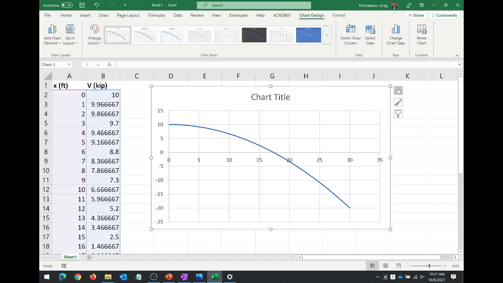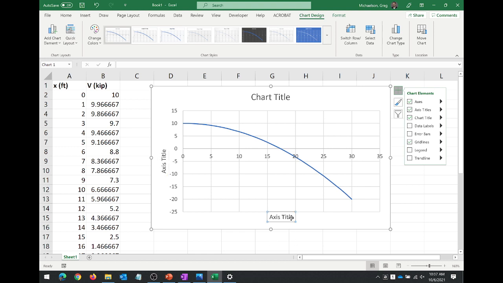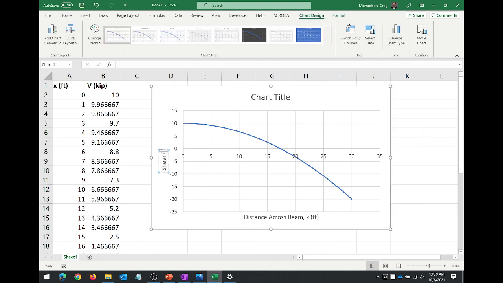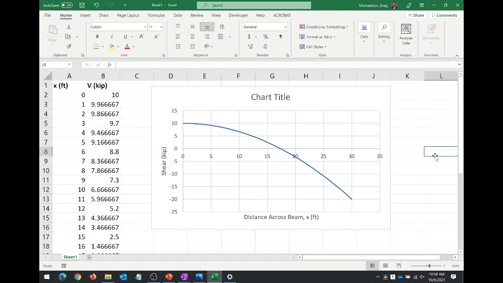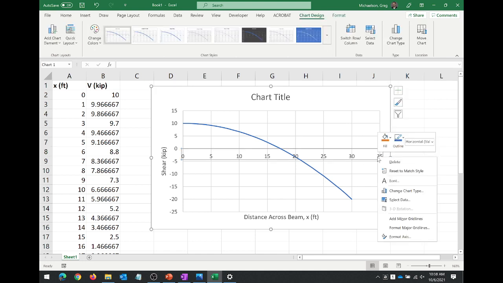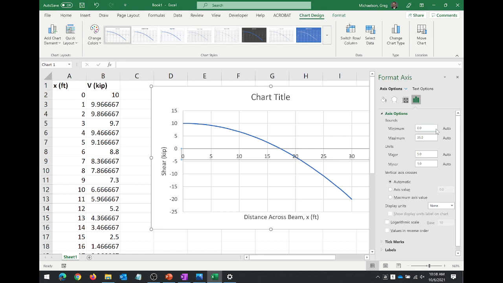So, first off, engineers don't produce graphs without axis titles. So this is the distance across the beam. This is the shear, right? The beam's only 30 foot long, which, by the way, I'm recording all this, so if you fall behind, don't worry. So let's right-click. Let's format that axis a little bit. Let's change the limits. Instead of 0 to 35, let's do 0 to 30.